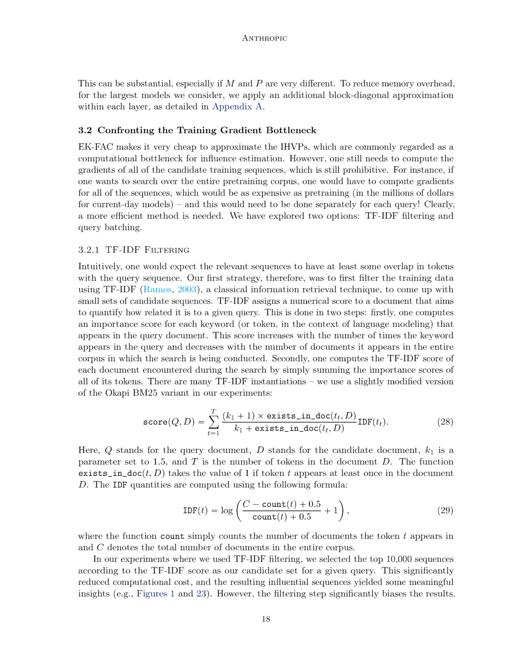Section summary. To address the computational bottleneck in influence estimation, the authors propose two methods: TF-IDF filtering and query batching. TF-IDF filtering involves using a classical information retrieval technique to filter the training data and select a small set of candidate sequences based on token overlap with the query sequence. While this reduces computational cost, it may introduce bias and hide interesting patterns of influence.